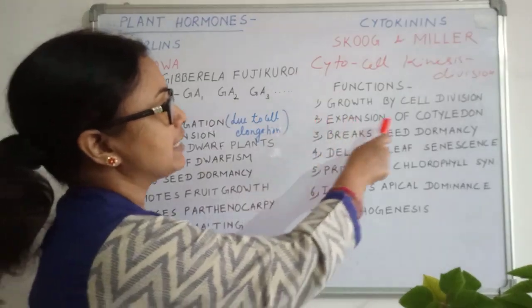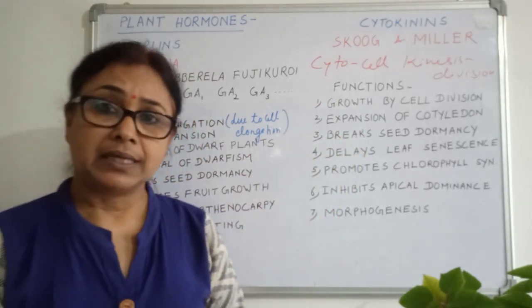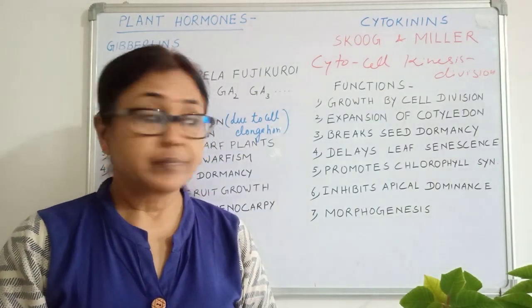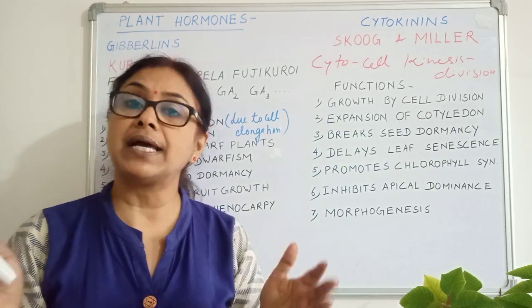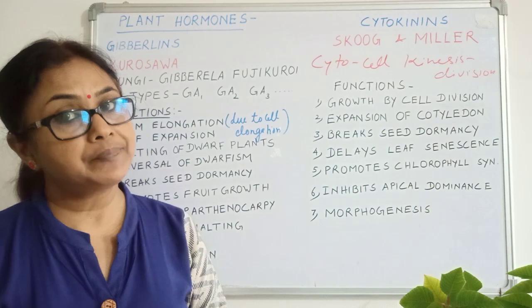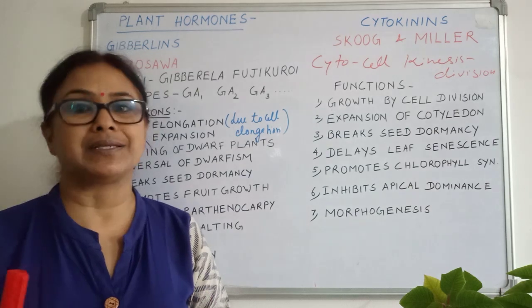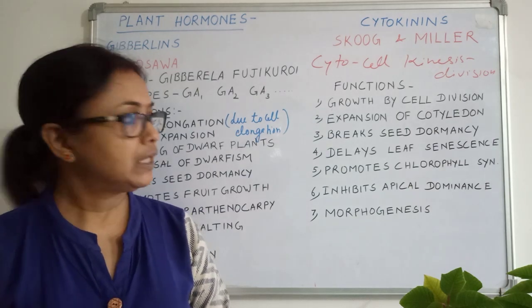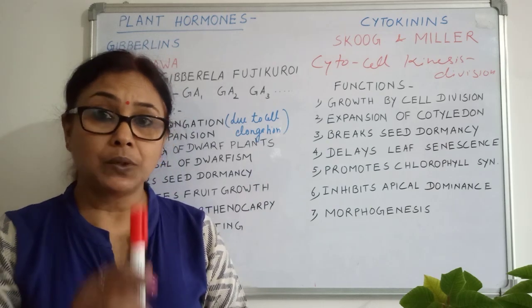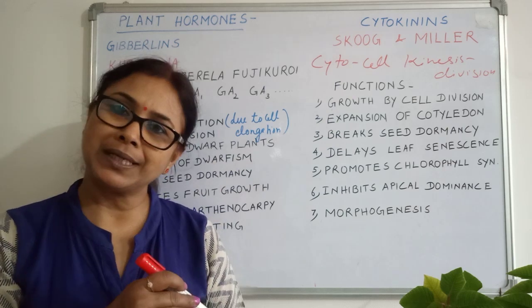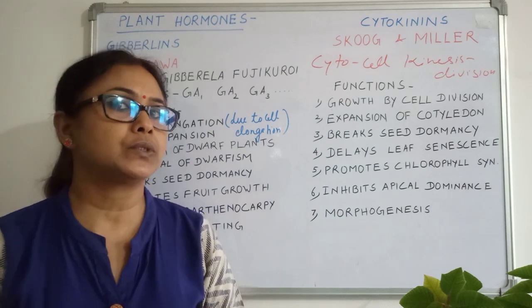Then it also helps in the expansion of cotyledons in the seeds, breaks seed dormancy, initiates germination in the seeds, and delays leaf senescence, the death of the leaf, so the leaves can remain attached to the plants for a longer time and remain young for longer. Then it promotes chlorophyll synthesis in the chloroplasts of the green cells. It inhibits apical dominance. Auxins promote apical dominance; they don't allow the lateral buds to grow. But cytokinins will stop the apical dominance and allow the lateral buds to grow. This is just opposite to the auxins.